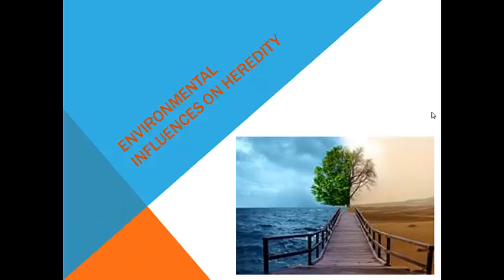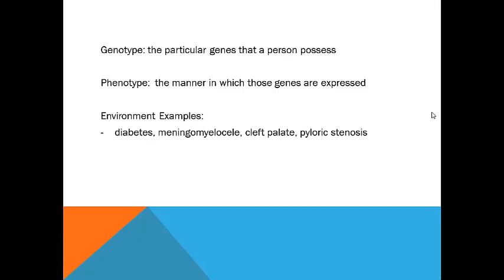Finally, we'll take a look at environmental influences on heredity. Here, you mainly have your genotype and phenotype. Genotype are the particular genes that a person possesses, whereas the phenotype are the manner in which those genes are expressed. So a few examples are listed below on different types of diseases caused from the environment. And the phenotype expresses these genes because of environmental factors.